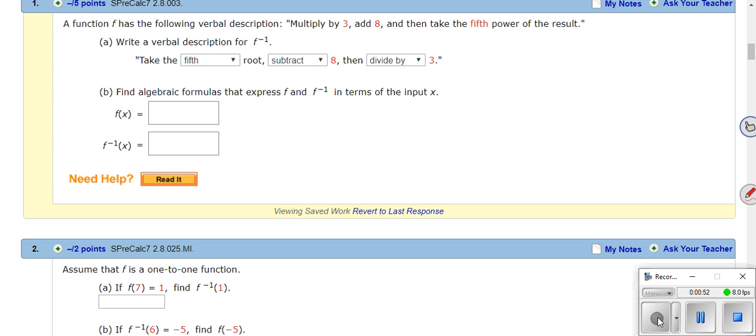Okay, so we're talking about functions and their inverses. First of all, let me just start by saying a function has to be one-to-one in order for it to have an inverse, okay? If you know the graph of a function, you can tell it's one-to-one if it passes both the vertical and horizontal line test. That'll tell you if a function's one-to-one, but verbally, it's for every x, there is only one y, and for every y, there is only one x.